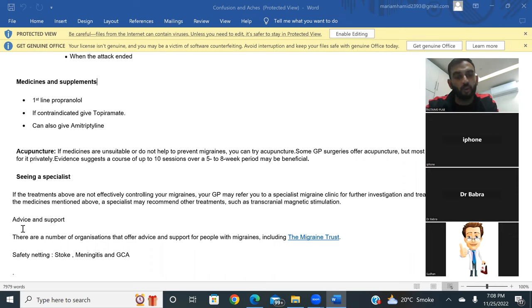Then you can send to the specialist. So it should be in your information. You will not be needing that. Because the GP treats the migraine. Depression, you treat the depression. GP treats the migraine, GP treats the depression. Okay. It's your domain.